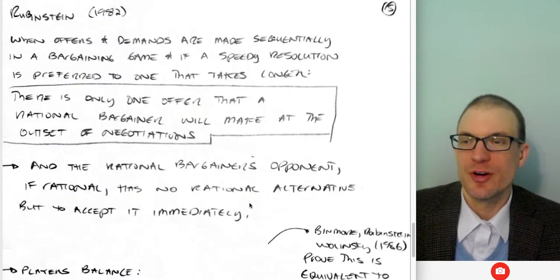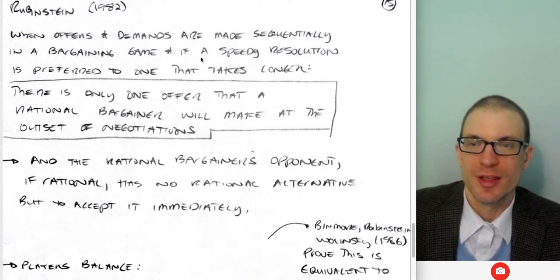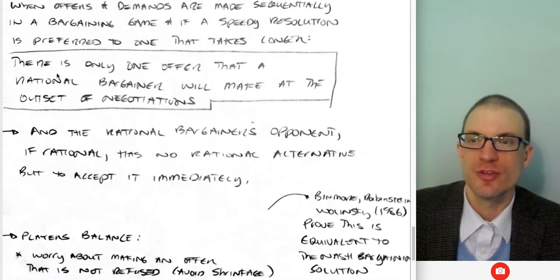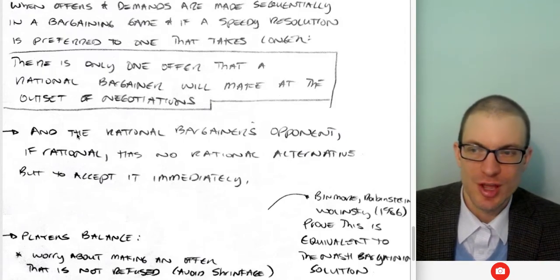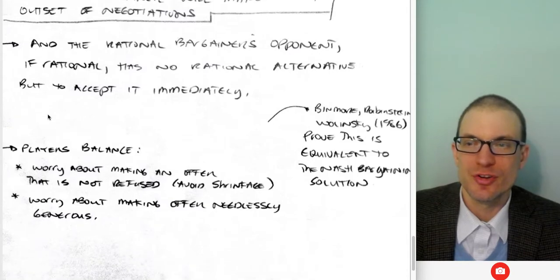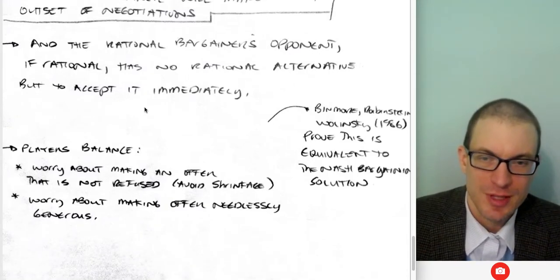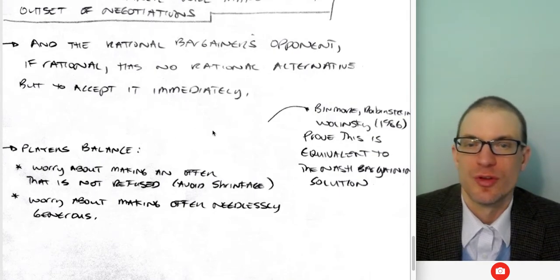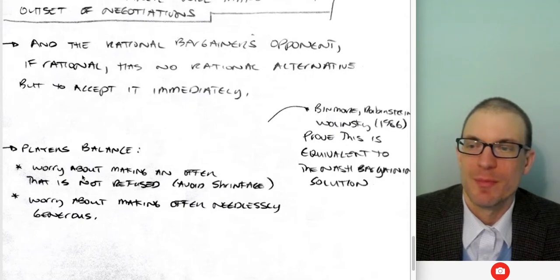Some other things here from Rubinstein. When offers and demands are made sequentially in bargaining games, and if a speedy resolution is preferred to one that takes longer, there's only one offer that a rational bargainer will make at the outset of negotiations. And the rational bargainer's opponent, if rational also, has no rational alternative but to accept immediately. So there's a problem.